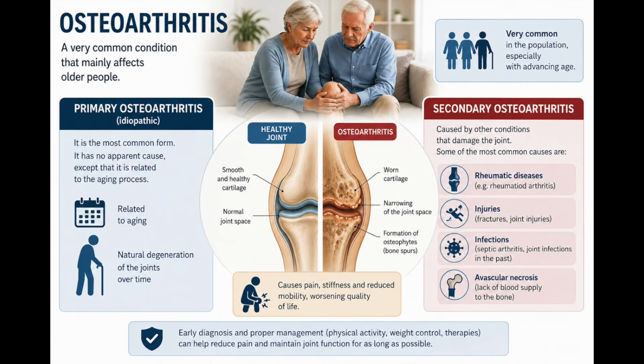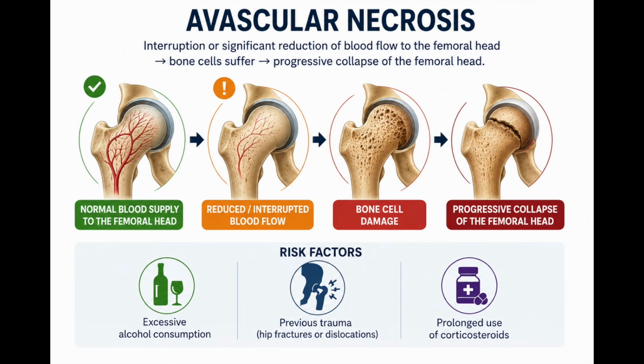We speak of primary osteoarthritis, meaning it has no apparent cause other than aging, to differentiate it from secondary osteoarthritis, which, as the name suggests, is caused by other conditions such as certain rheumatic diseases, trauma, past infections, or avascular necrosis. Avascular necrosis is a specific condition in which the blood supply to the femoral head is interrupted or significantly reduced, thus causing bone cell damage to the point of even causing progressive collapse of the femoral head.